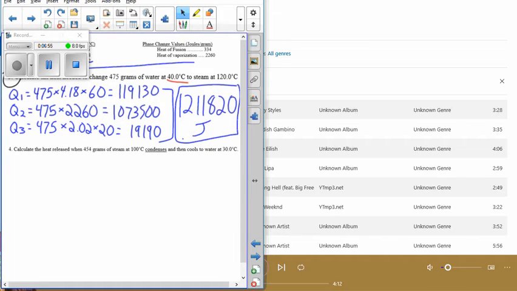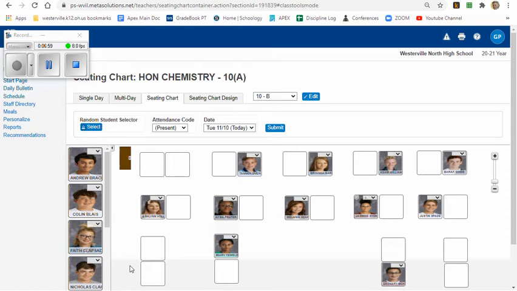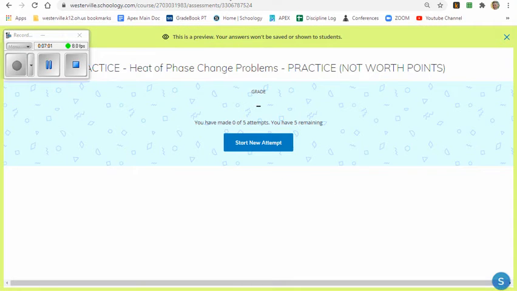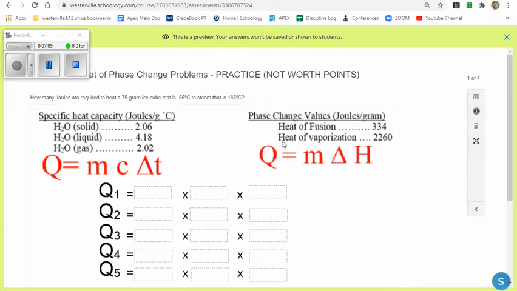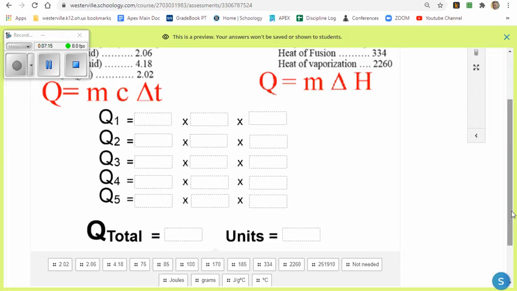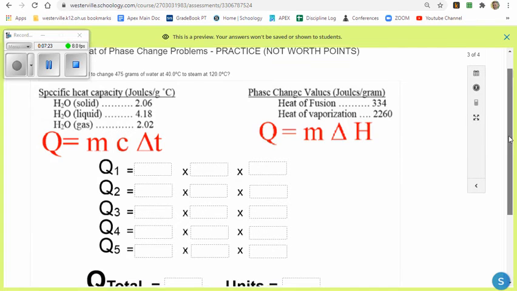So if I shrink that a little bit, I come over here. In the Tuesday folder, there's the official quiz and there's a practice quiz. See how this says practice, not worth points, okay? There's only 4 questions in this practice quiz, and they're the first 4 questions on this worksheet. If I scroll down to number 3, that's the problem we just did. It's talking about 475 grams of water, 40 degrees Celsius, 120.